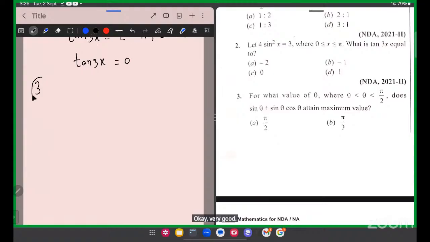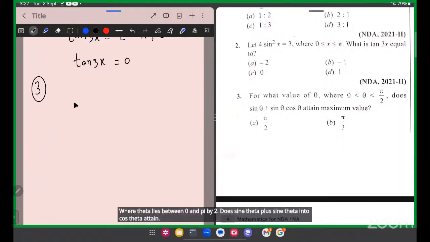Let us take another question, question number 3. Very easy. We are solving only PYQs of trigonometry today. Let me read the question. For what value of theta, where theta lies between 0 and pi by 2, does sine theta plus sine theta into cos theta attain maximum value?